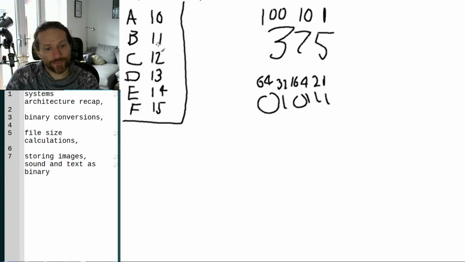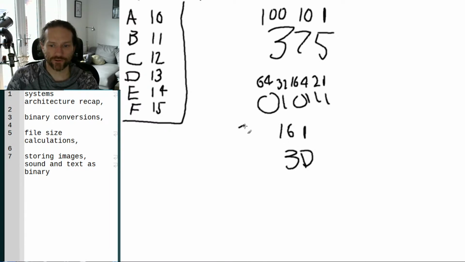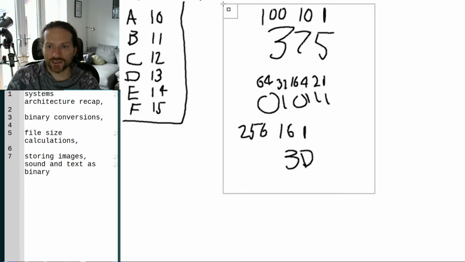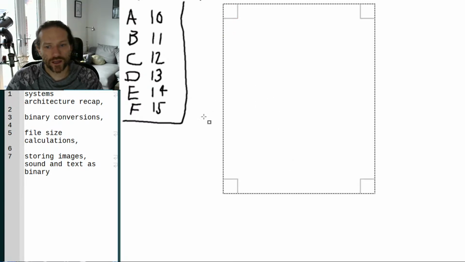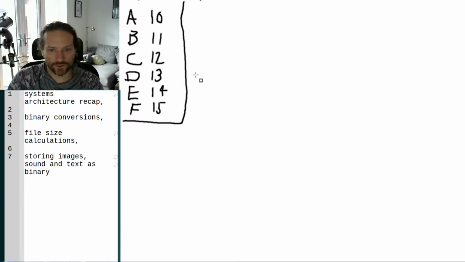Hexadecimal is a base 16 numbering system, right? So if we have a number like, I don't know, 3D, this column here will represent the 1s. This column here will represent the 16s. If we had another column here, it would represent 256. Another column would be 4096, and so on and so forth. Okay, so understanding that is really key to understanding how to convert these numbers, right?